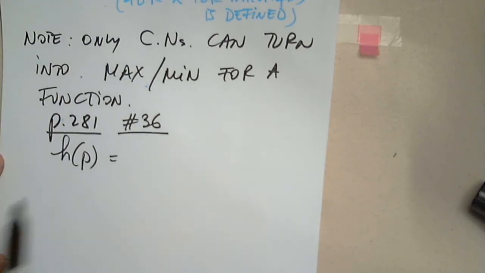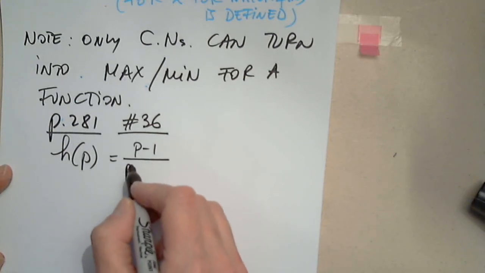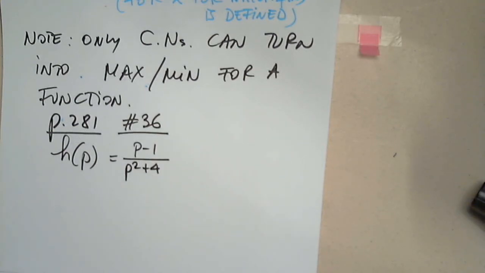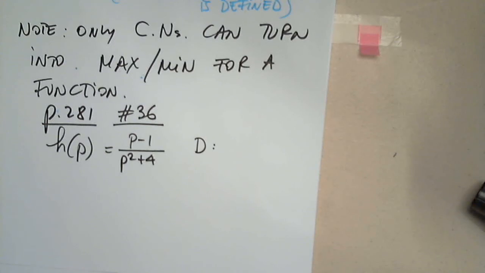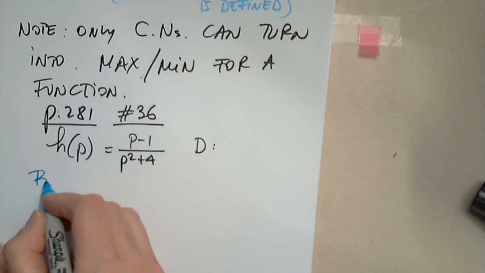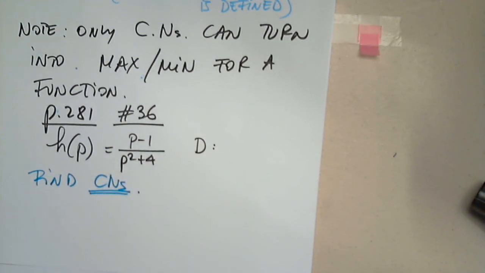Okay, so h of p is p minus 1 over p squared plus 4. Can anyone identify the domain of this function? We are asked to find the critical numbers for h of p. But I'd like to identify the domain first before I continue. What will be the domain of this function?